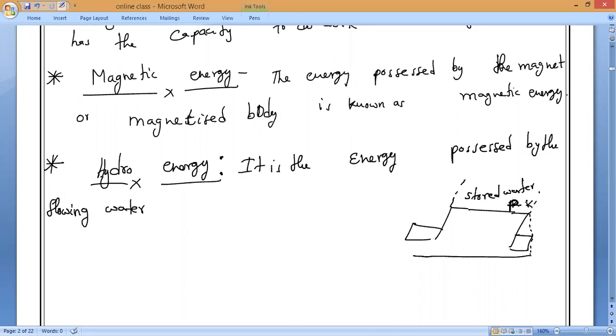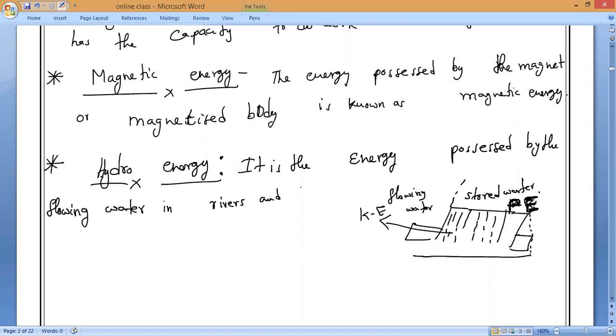Now the same water will be released through the gates. So water will start flowing. By then potential energy will be converting into which energy? Kinetic energy. So flowing water possesses kinetic energy. Stored water will possess what energy? Harini, Kaushik. So it is the energy possessed by the flowing water in rivers and streams.